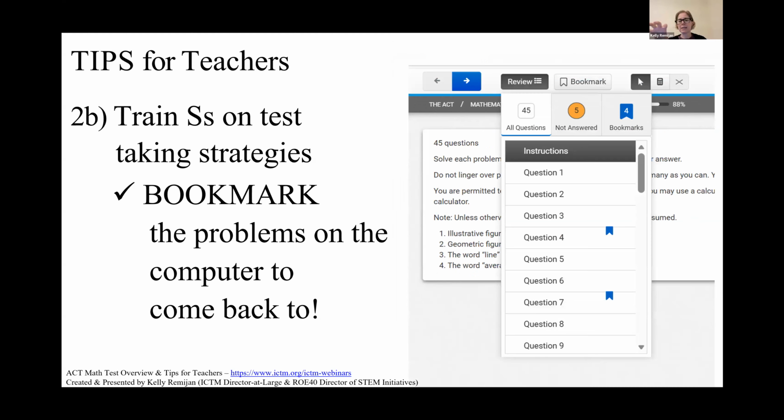At the end of the test, or actually during, you can review while the test is going, and you can see which problems are bookmarked. But at the end of the test, before you submit your answers, you'll be able to see the ones that are bookmarked, and you'll see if you didn't answer any problems. So this is a great checking tool with the online test.